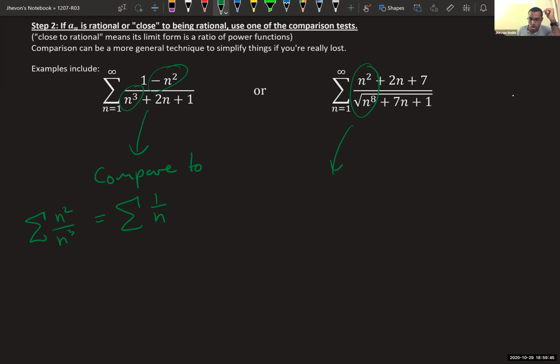In its limit form, I can compare it to, if I just ignore all the lower powers, this guy is going to look like an n squared over a radical n to the 8, which looks like an n squared over an n to the 4th, which behaves like a 1 over n squared. So I would actually compare it to that. So if it's rational or is very close to being rational, comparing it to a p-series is very often going to work.